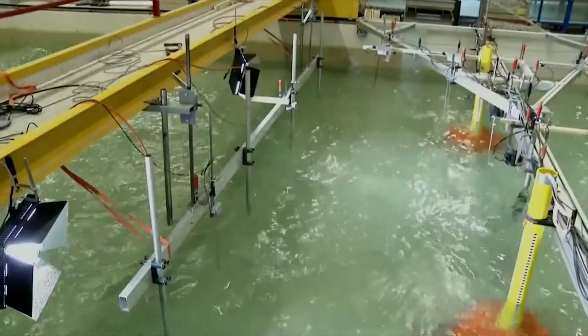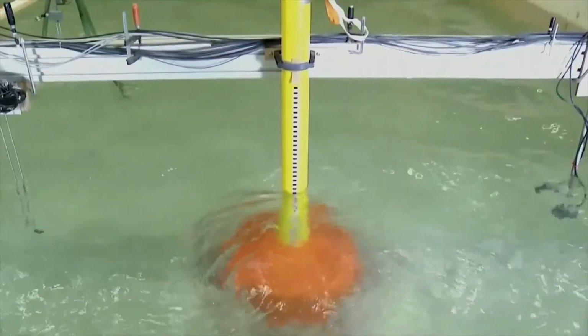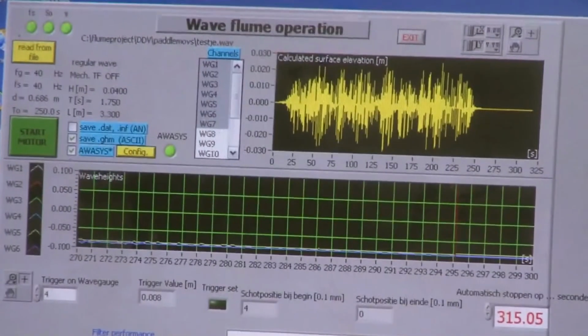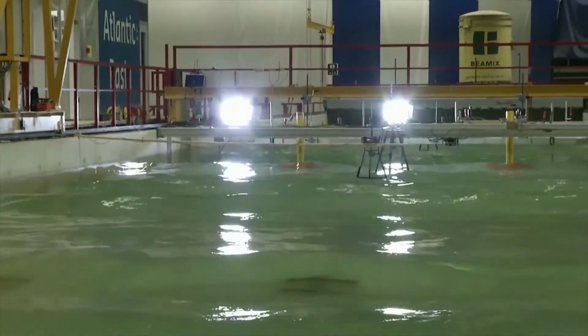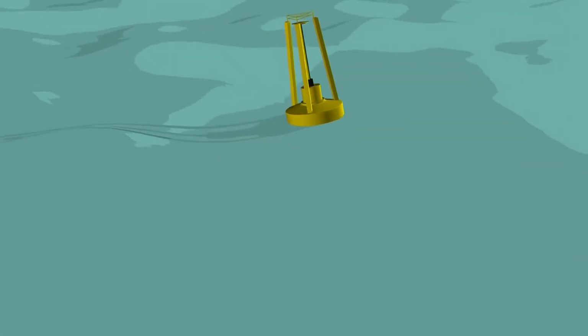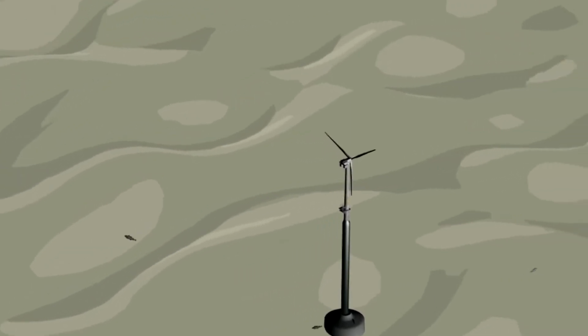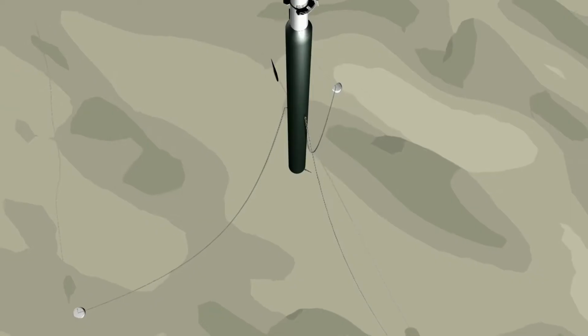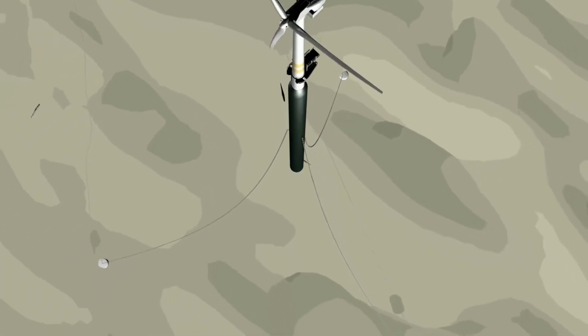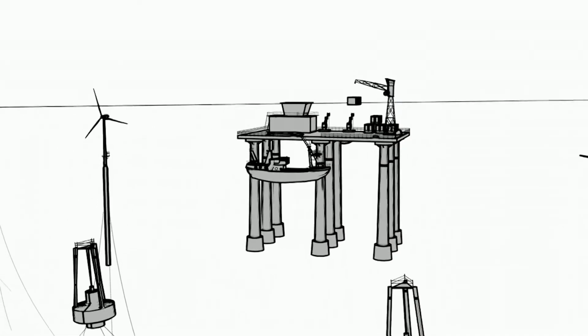Therefore, the Mermaid Project will develop concepts for the next generation of offshore platforms, which can be used for multiple purposes. The project will examine new concepts which combine infrastructures for energy extraction, aquaculture, and platform-related transport.